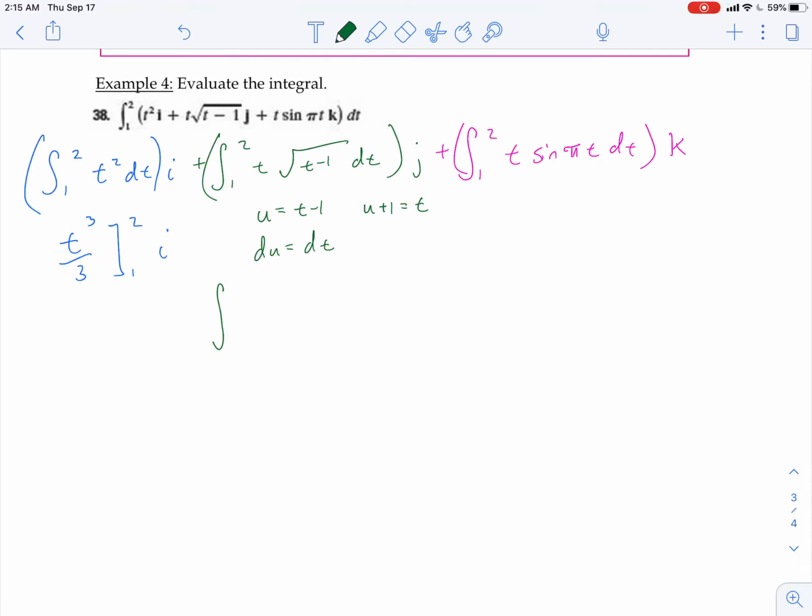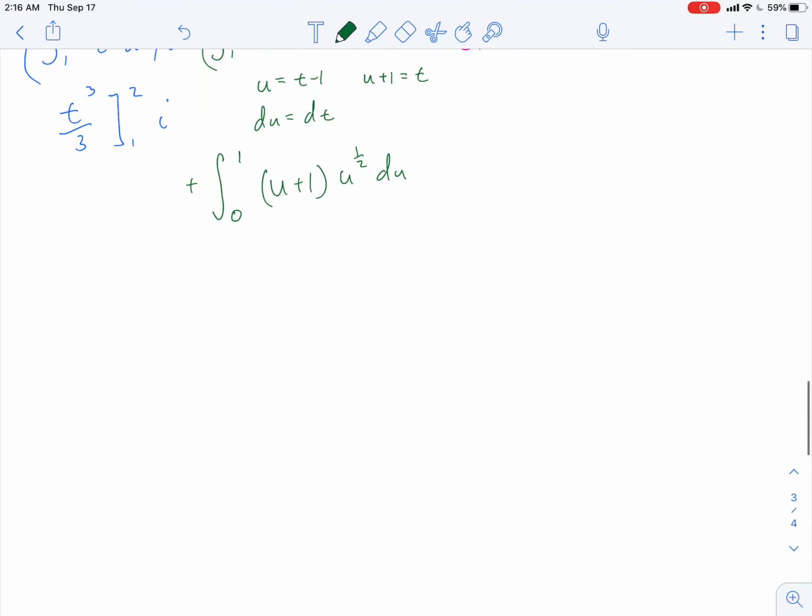I'm going to rewrite this. Because I'm using u substitution, I'm going to change the limits of the integral. I substitute 1 into my u, so it's 1 minus 1. So it's going to go from 0 to 2 minus 1, which is 1. And I'm going to rewrite t. Instead of saying t, I'm going to say u plus 1. And instead of saying the square root of t minus 1, I'm going to say u to the 1/2. And now I have du.